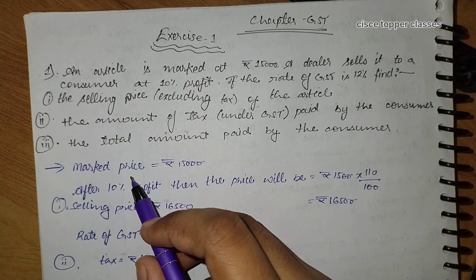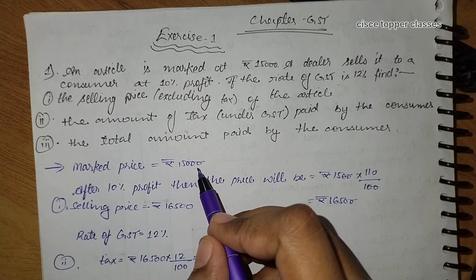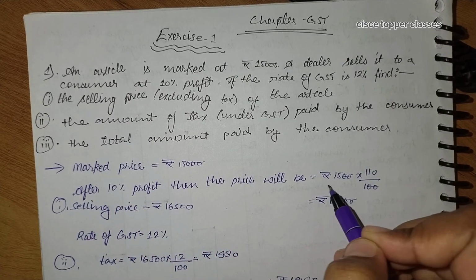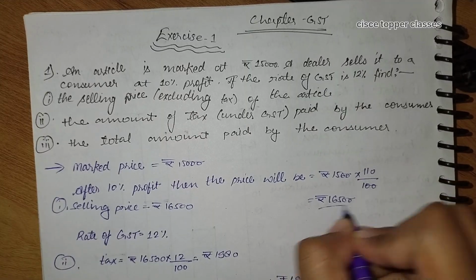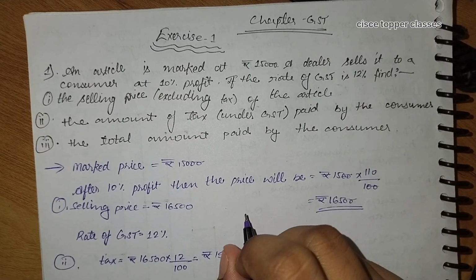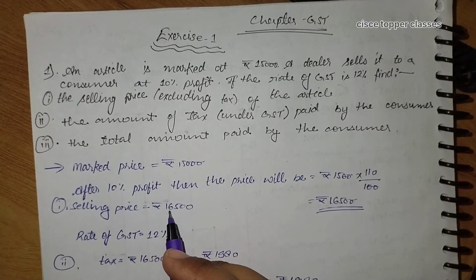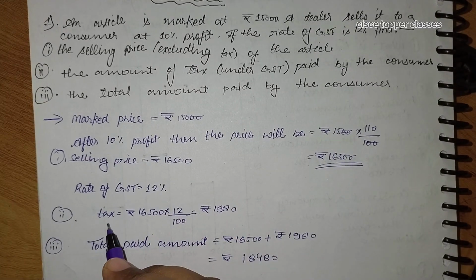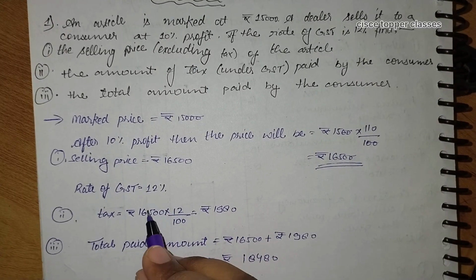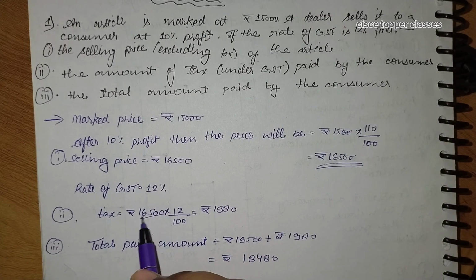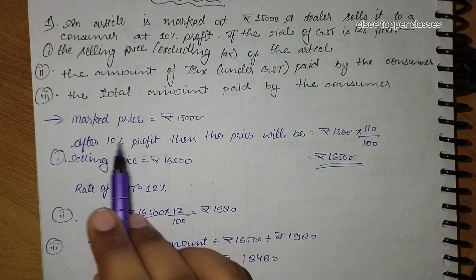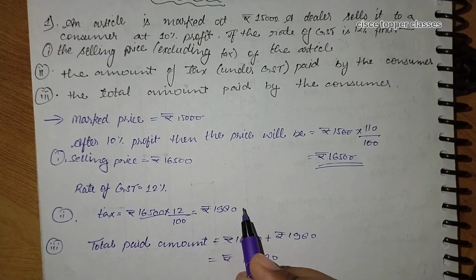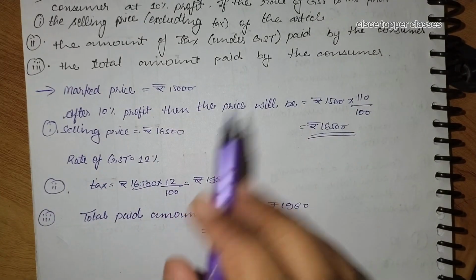If we write here, marked price is 15,000, and after 10% profit the price will be 16,500. So the selling price we can write 16,500, and the rate of GST is 12%. So tax we can write here 12% of 16,500. Here we have found the selling price with 10% profit, and here we have found the tax which we have to pay. The second is only this which was asked.